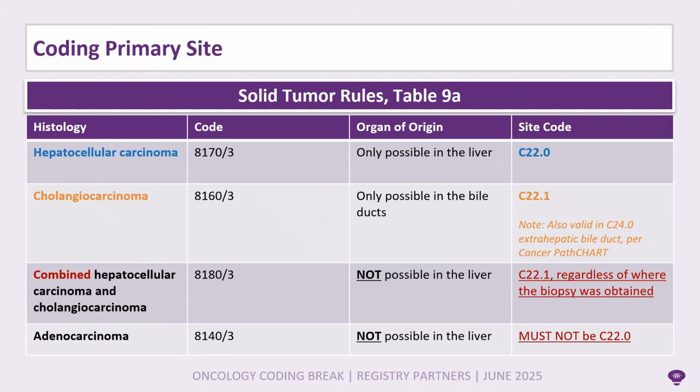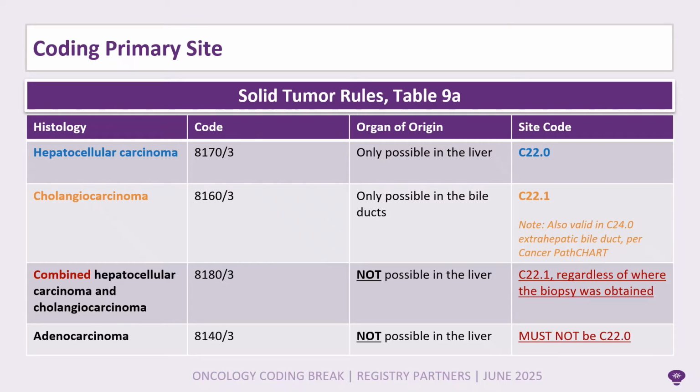Okay, before we dive into the C24.0 extrahepatic bile duct code and the site discriminator, I just wanted to take a step back and look at coding primary site with these different histologies. So going along with what Melissa just told us about the distinct differences between hepatocytes and cholangiocytes, this slide will make a lot of sense.